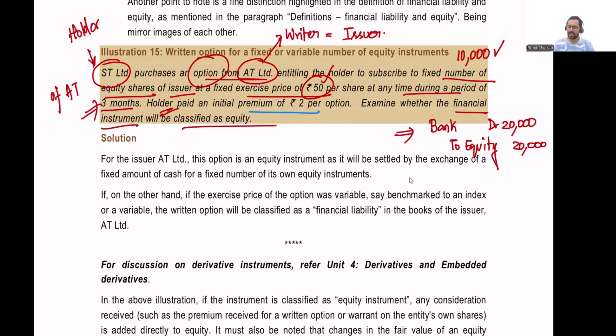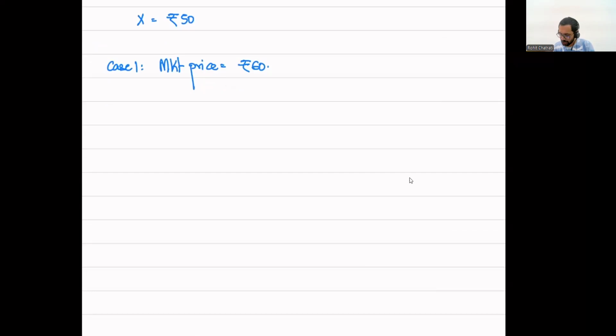Let us expand this example a bit. The exercise price, the strike price, is equal to rupees 50 per share. Let me take case 1. If the market price is, let us say, rupees 60, what is going to happen is the option will be exercised. ST Limited will exercise the option.